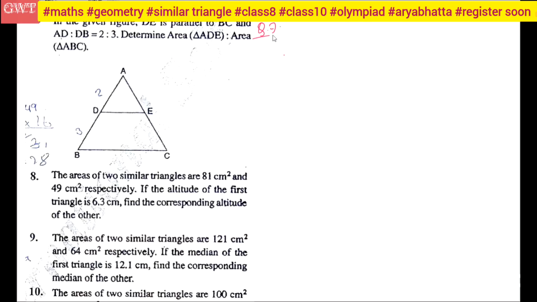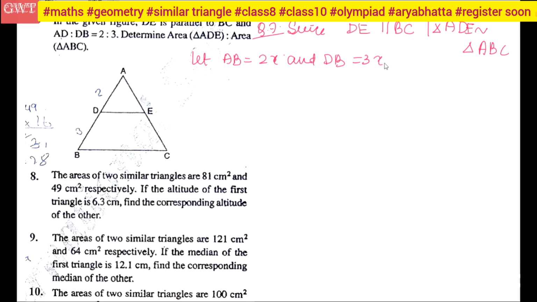Question number 7. Since DE is parallel to BC, I can say that triangle ADE is similar to triangle ABC. Now let AD be equal to 2x and DB be equal to 3x. So this implies that AB is AD plus DB, and it is equal to 5x, adding 2x plus 3x.